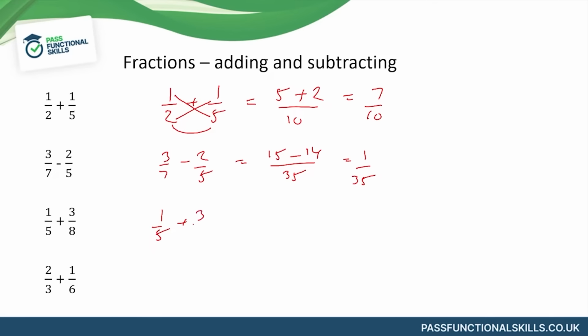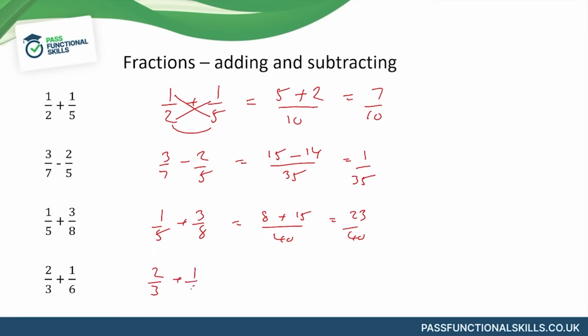1/5 plus 3/8. 1 times 8 is 8, plus 5 3s are 15, over 5 times 8, which is 40, and that comes to 23 over 40. None of these fractions could be simplified. Let's look at the final example.